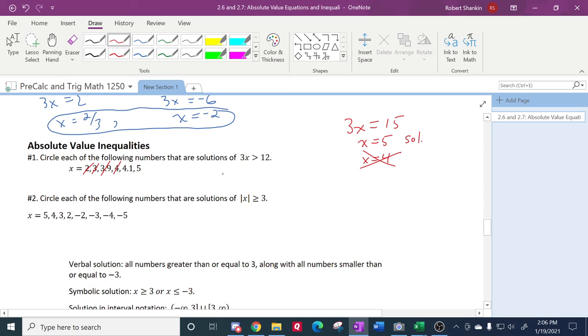When I substitute 4.1, I'm going to get, well, 4.1 times 3 is 12.3. 12.3 is greater than 12, so that's a solution. Substitute 5 in there. 5 times 3 is 15, that's greater than 12, that's a solution. Any questions?